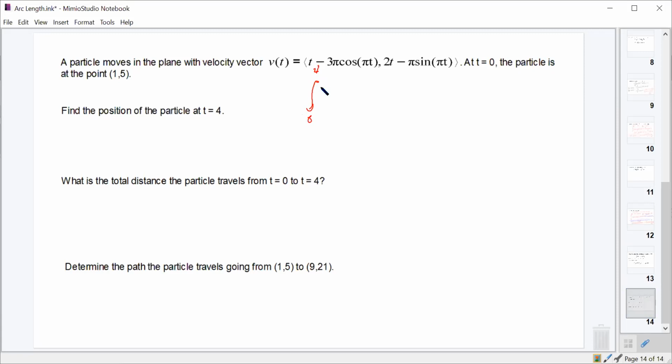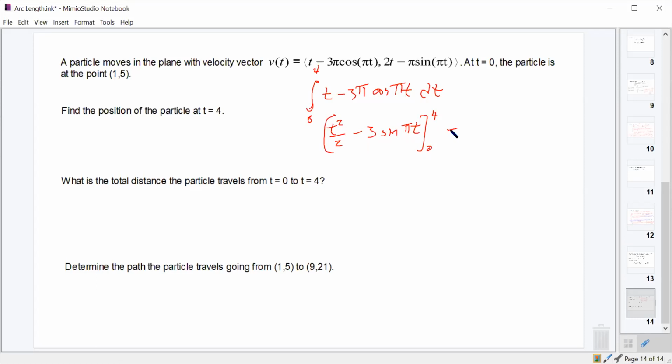So if we do it for t minus 3 pi cosine pi t dt, what do we get if we integrate t minus 3 pi cosine pi t dt from 0 to 4? What is the actual integral of that? The t gives us a t squared over 2, right? And then the 3 pi cosine pi t, we'll throw a 1 over pi in front of it, so that just becomes minus 3 sine pi t. Everybody agree with that? Yeah. Okay, from 0 to 4.